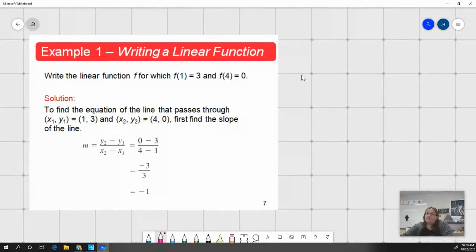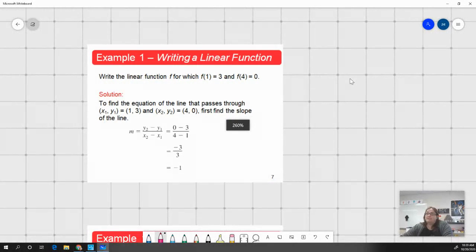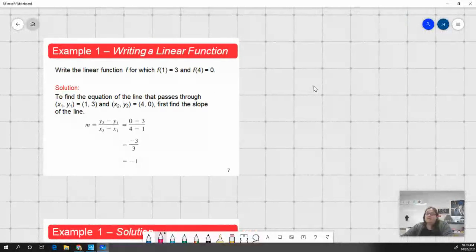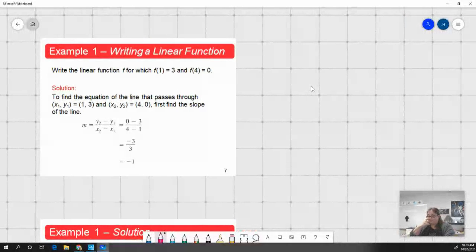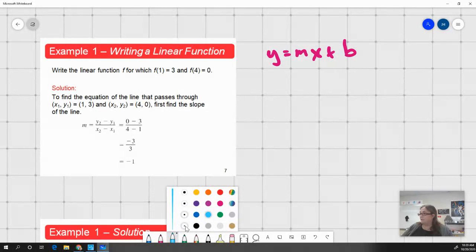This I wanted to focus on right here because you are going to have some problems like this in your homework. It's going to ask you to write a linear function, which you know how to do. It wants you to put this in y equals mx plus b form, right? I'm going to make this pen smaller so that we can see this. And you're going to wonder, well, what is my x and what is my y?